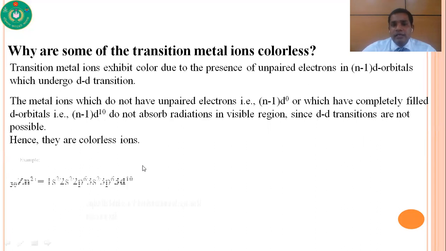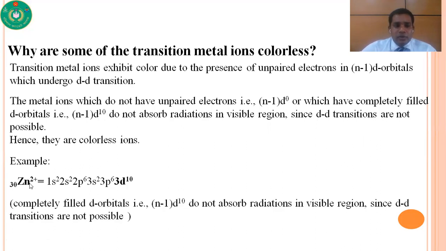Hence they are colorless. Example, zinc 2 plus, its atomic number is 30. If we write down its electronic configuration, we can see that in its outermost shell there is 3d10. That means the d orbital is fulfilled. As this d orbital is fulfilled, there is no possibility of d to d transition. That's why this substance does not absorb radiation in the visible region and cannot emit light of the visible region. So these substances are colorless.